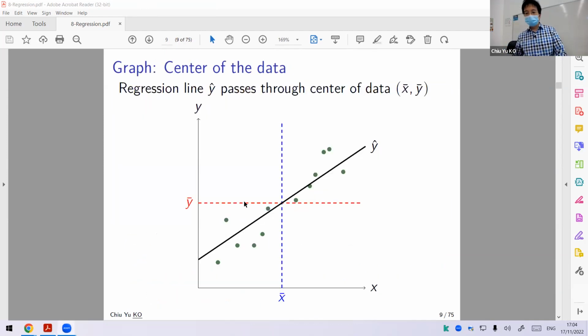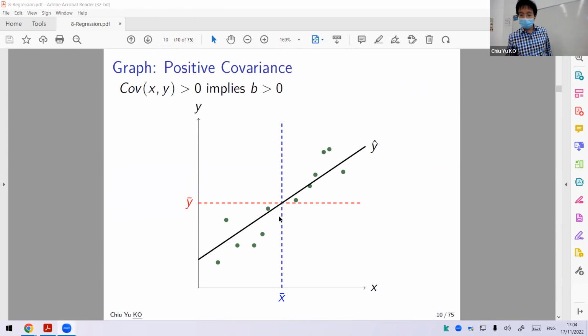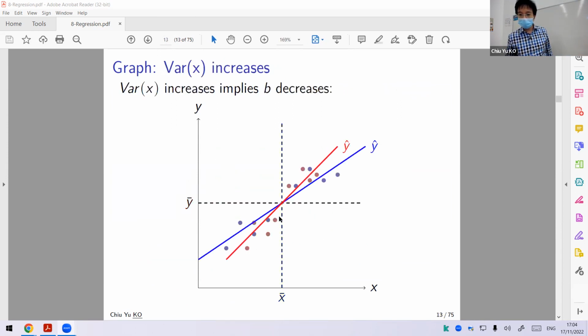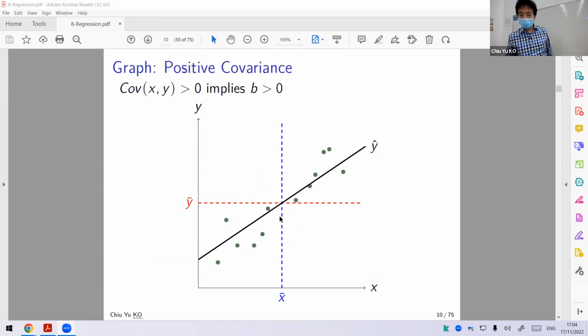Because in this case, right, the data is passing through the center, okay? So if you subtract the mean from the data, this means that you basically move your origin to here, okay? So you should basically draw the same graph, but just A becomes 0, right? Because you're passing through the center, okay?